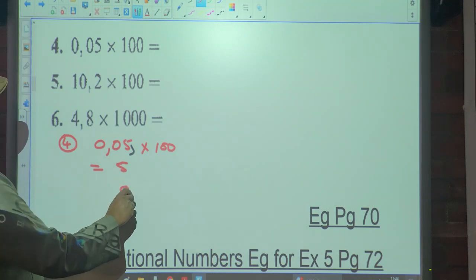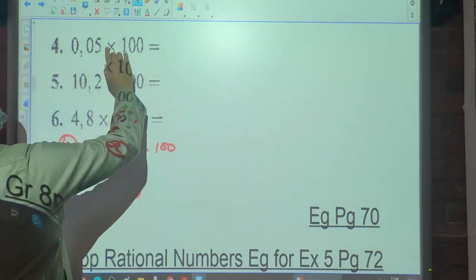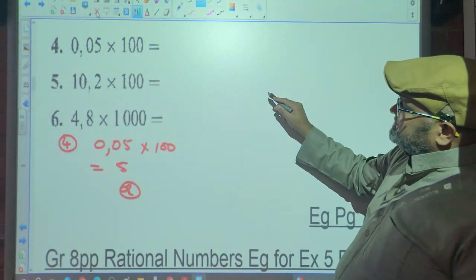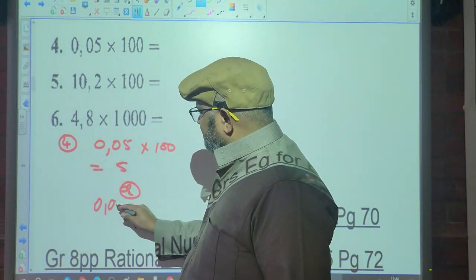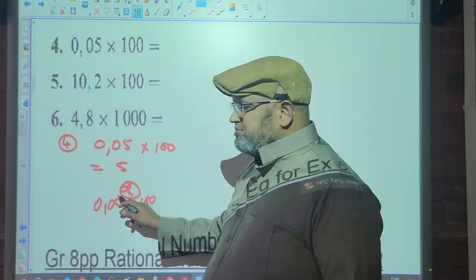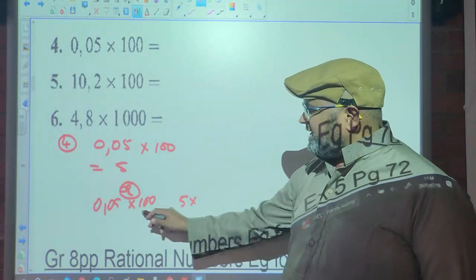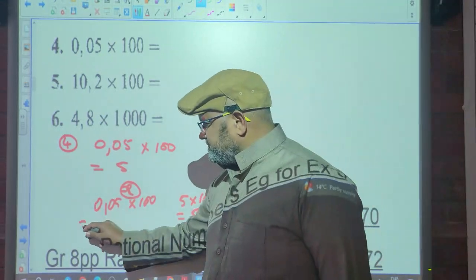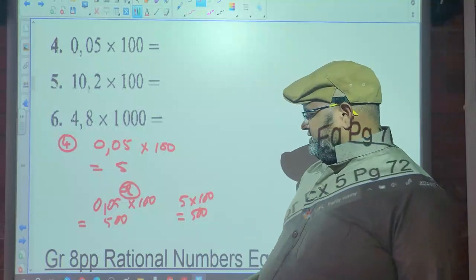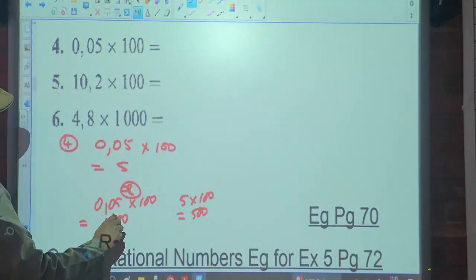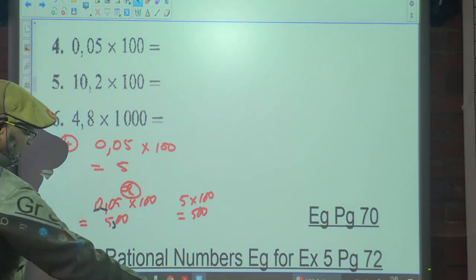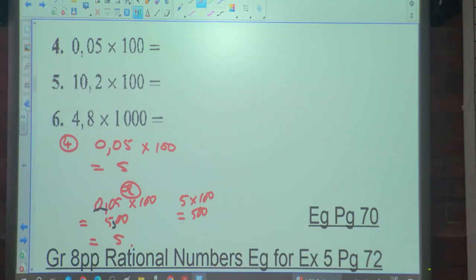For those of you who don't see that, let's then apply what we did in the previous section of work. So we said we take our numbers, so it's 0,05 multiplied by 100. We take our numbers, so it's going to be 5 multiplied by 100. And what's 5 multiplied by 100? 500. And how many digits are after the comma? 2. So I must move that 2 units. So it's 1, 2. So the answer is simply 5. So either way will get you the full mark.